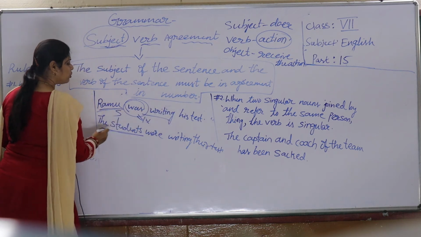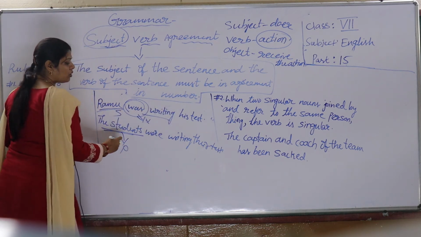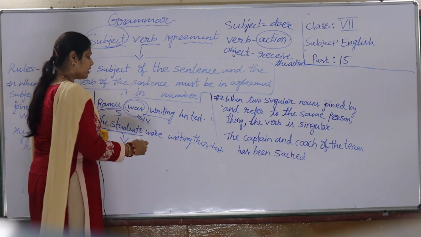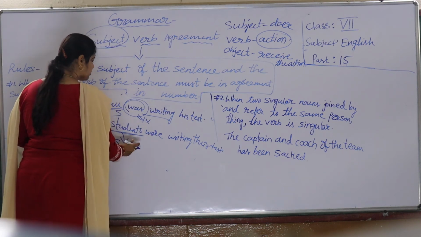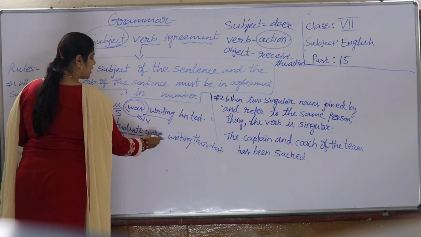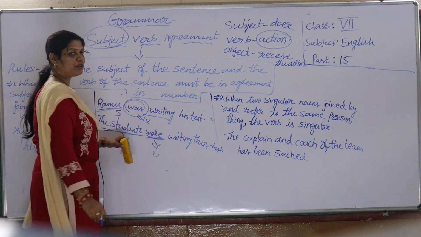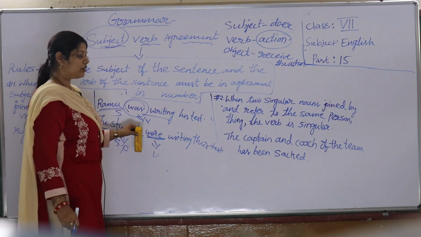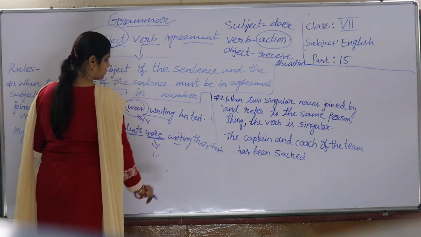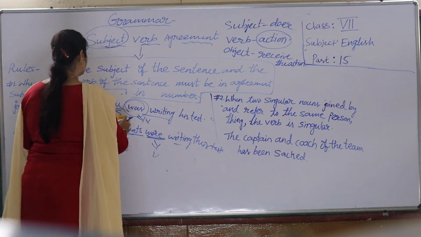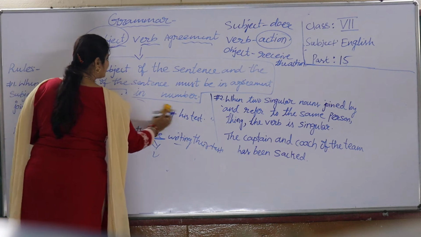When it comes to the students, it becomes plural. So not a single student, many students. So here the subject is plural. Okay. So that's why were, the verb is plural. We use here writing their test. Understand, children, how it goes? So this is the basic rule.